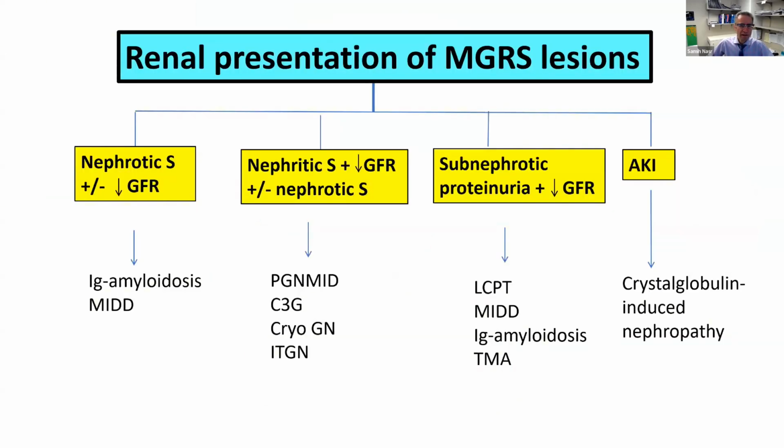With regards to renal presentations of these lesions, they vary from nephrotic syndrome with or without decreased GFR, to nephritic syndrome with decreased GFR, to subnephrotic proteinuria with decreased GFR, and only rarely present with acute kidney injury, and that's in the case of crystalglobulin-induced nephropathy.